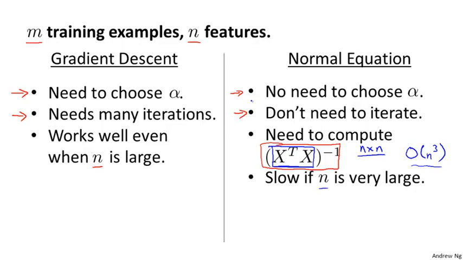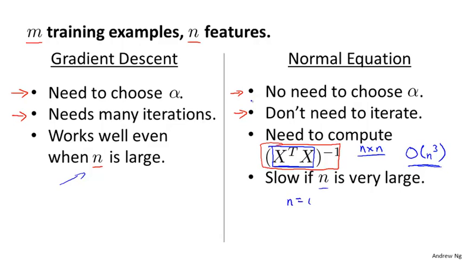So if n, the number of features, is very large, then computing this quantity can be slow, and the normal equation method can actually be much slower. So if n is large, then I might usually use gradient descent because we don't want to pay this order n cubed time. But if n is relatively small, then the normal equation might give you a better way to solve for the parameters. What does small and large mean?